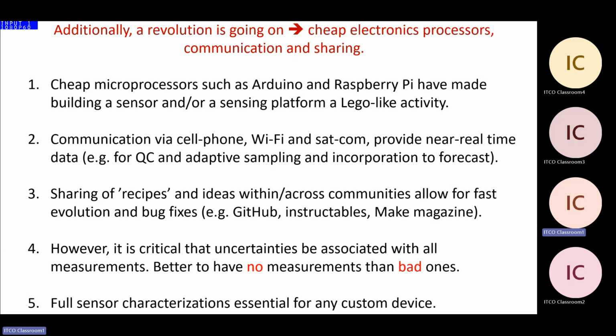But like any sensor, like David was talking about earlier, there are associated uncertainties with these measurements. And even though these sensors are cheap, you still need to characterize them in terms of their uncertainties.